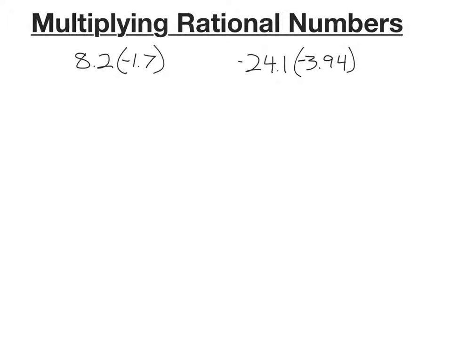Hey everybody. In the last notes we took and in class we talked about multiplying positive and negative numbers, but we just looked at integers. Today we're going to look at rational numbers. Rational numbers is really a mathematical way of saying decimals and fractions. So we're going to get started with decimals here.